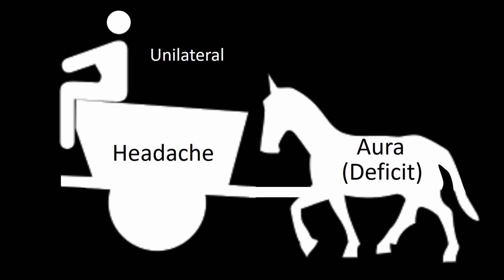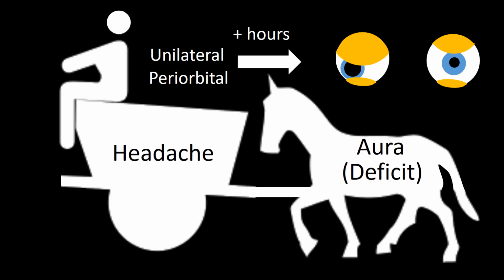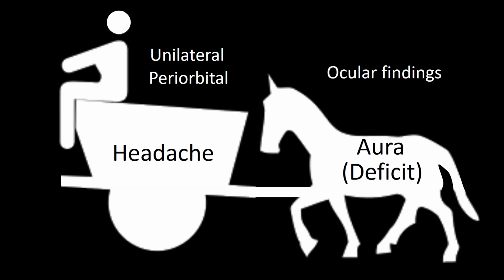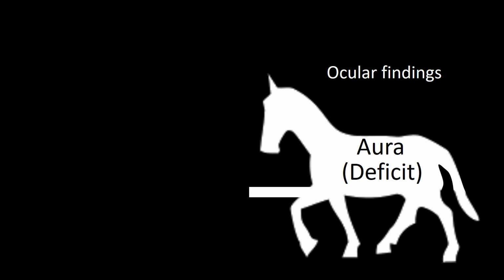The pain in this type of migraine is unilateral, periorbital, followed hours later, or sometimes coinciding with, signs of unilateral third cranial nerve deficit, and less often by signs of unilateral fourth cranial nerve deficit, and rarely by unilateral sixth cranial nerve deficit signs. Ocular findings in ophthalmoplegic migraine usually last longer than the headache. They may last for days.